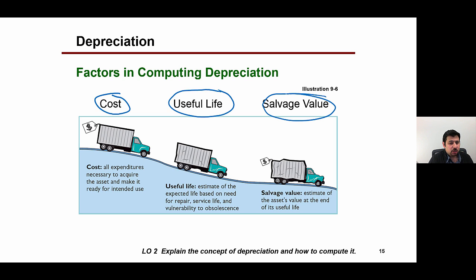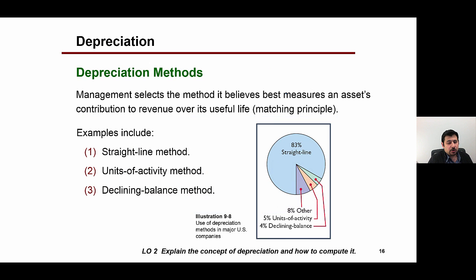It might change, and this is why it's just an estimation. There are three main methods of depreciation that companies use, and under GAAP they can use either one. Here we will talk about the straight line method, which is the most popular one. Around 83% of companies use the straight line method because of its simplicity.